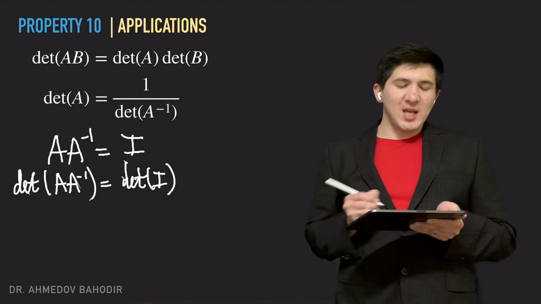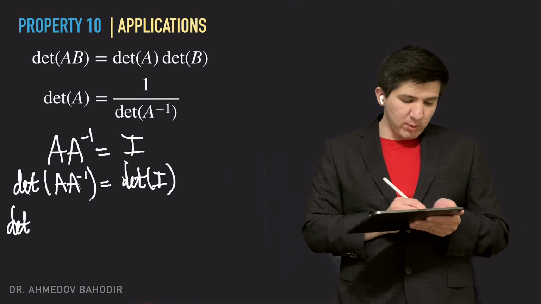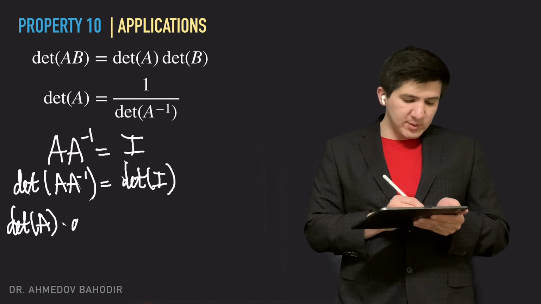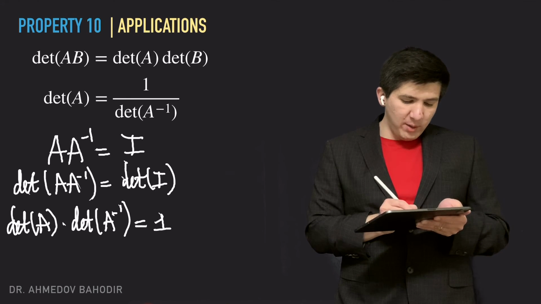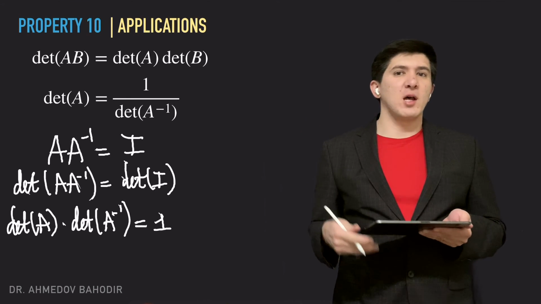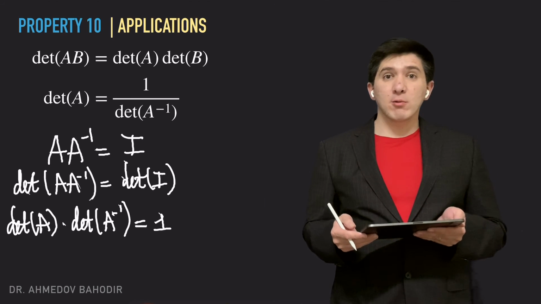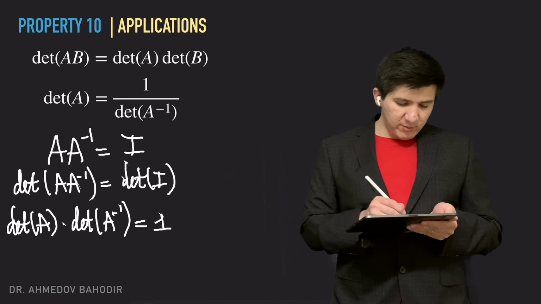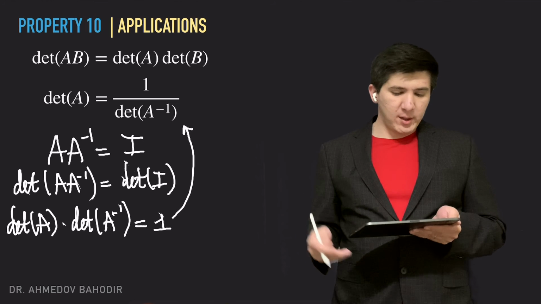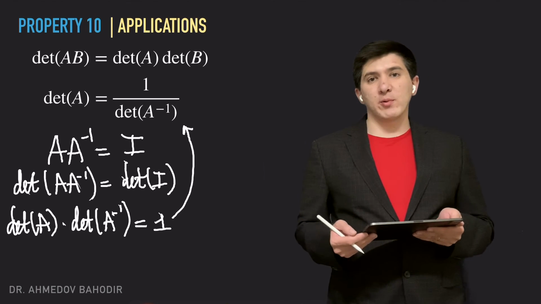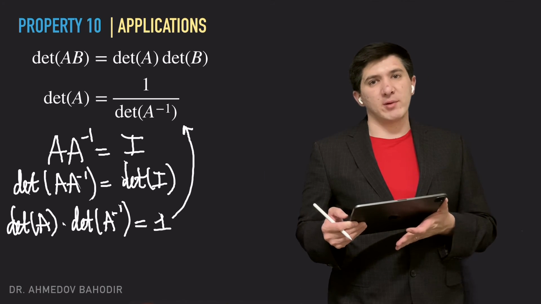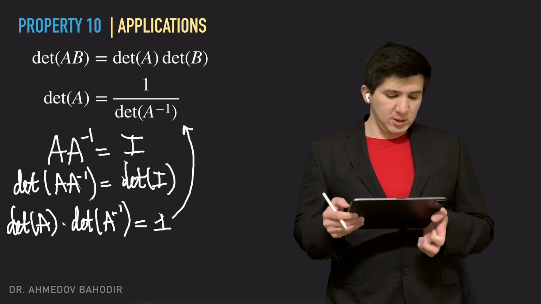And property number 10 tells you that this is going to be equal to the determinant of A times the determinant of A inverse. And this is equal to 1 because property number 1 tells you that the determinant of the identity is equal to 1. Then from here, you can find this equation, right? So the determinant of the inverse is the reciprocal of the determinant of the original matrix. It's also important to know.